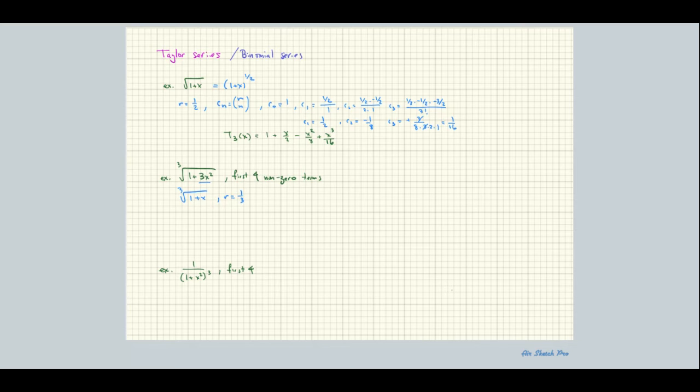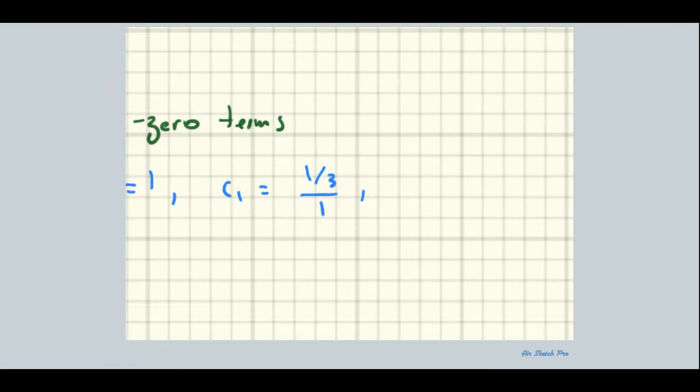And r is 1/3. So let's go looking for coefficients. C0 is always 1. Yay! And remember, all of the coefficients here are just r choose n. C1 is 1/3 over 1. Yay! C2 is two fractions, 1/3 and 1/3 minus 1. What's 1 less than 1/3?